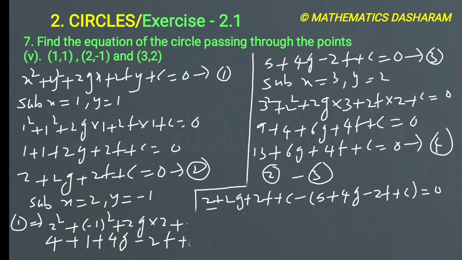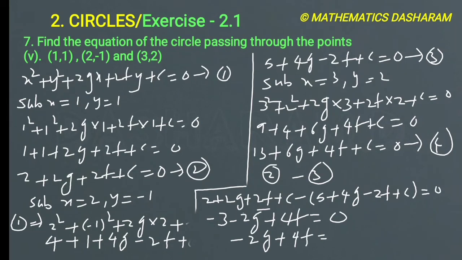So here 2 minus 5 is minus 3. Next 2g minus 4g is minus 2g. 2f, here minus minus plus 2f, 2f plus 2f is 4f, plus c minus c cancel, equals to 0. So minus 2g plus 4f, and minus 3 transposed to the other side is plus 3. So equation 5.